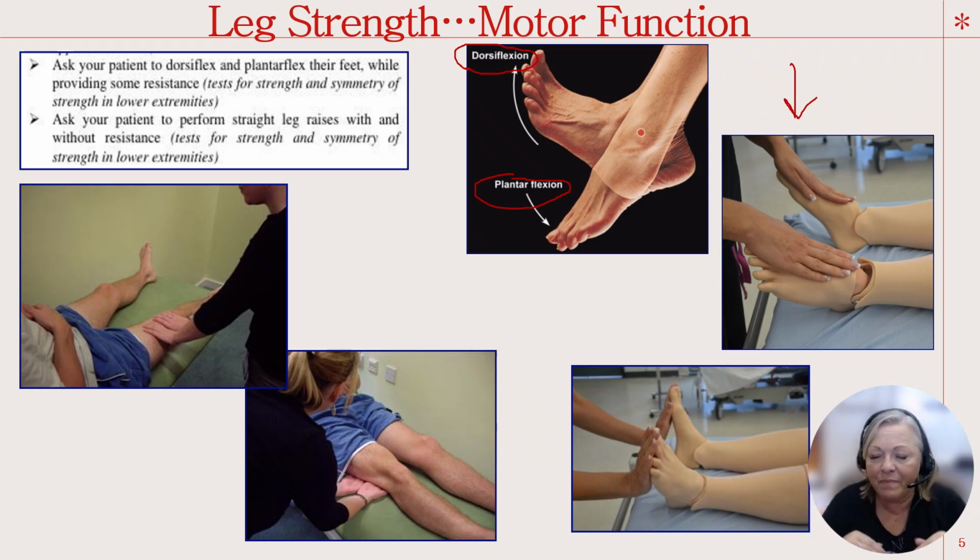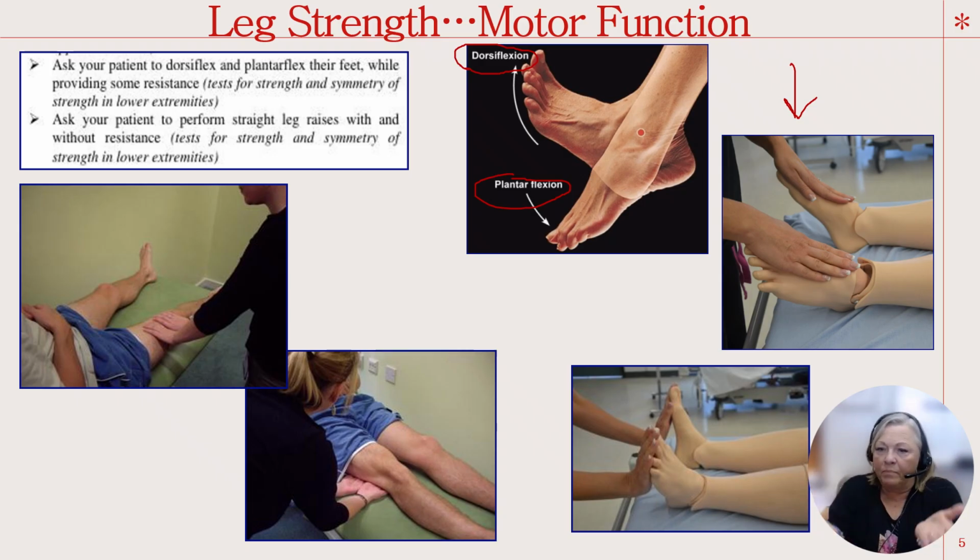It doesn't have to be, by the way, a game or a competition. They don't have to kick your hands off their feet. You just want to be able to feel the strength. Is it strong? Is it equal bilaterally? If one is weaker than the other, can I coach them? Can they verbally respond to commands to make it stronger? Okay, so you're assessing that.